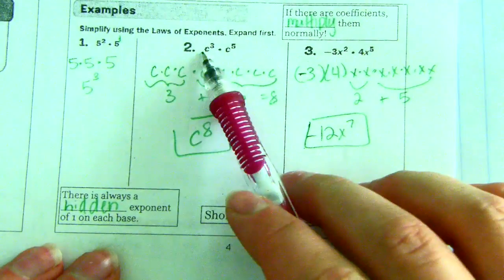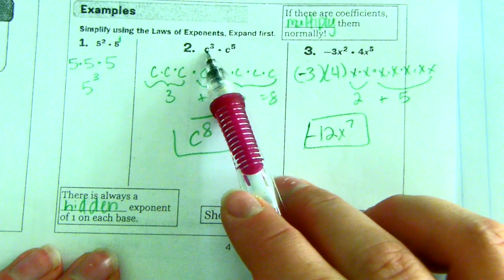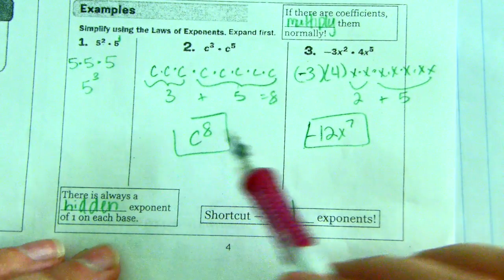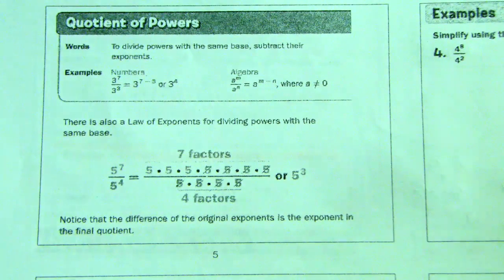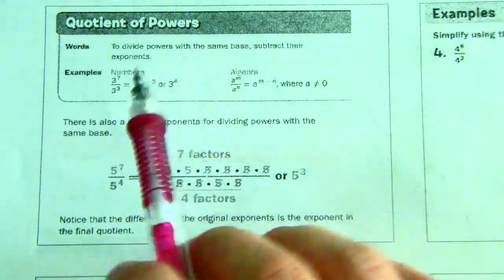So the way it always works, as long as the base is the same. So if this was a c and this was a d, we couldn't do this, but as long as they're both c's or the same variable, we can. Now quotient of powers is dividing powers, similar but a little different.